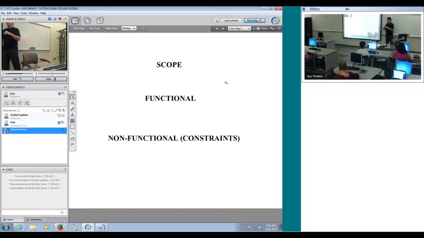By the way, non-functional is also any ADA constraint or things like that. So we may need to find out, do we need any special functions for hearing impaired or sight impaired? That would be another non-functional issue. But too many of us spend time focusing on the technical or focusing on the aesthetics.